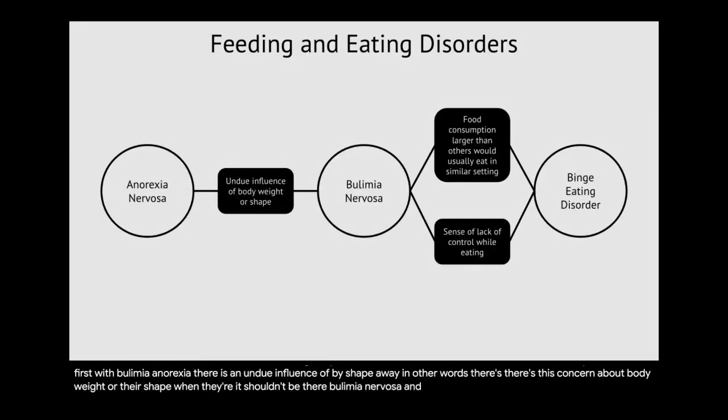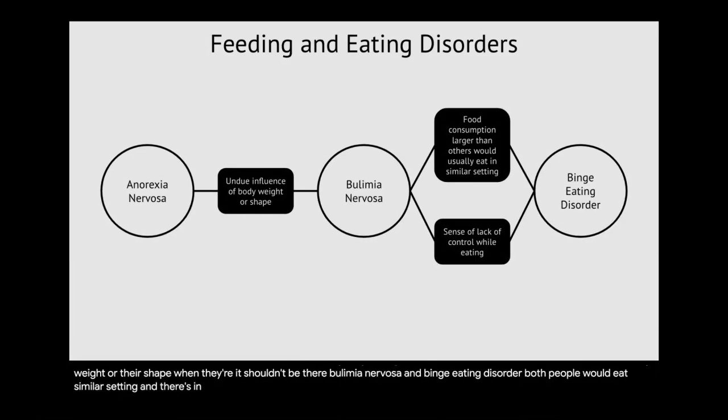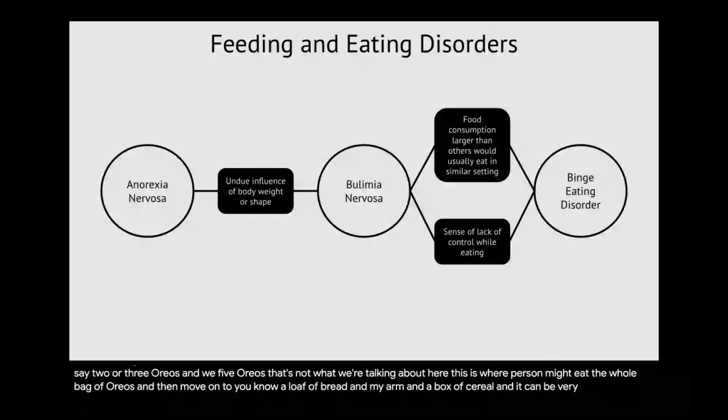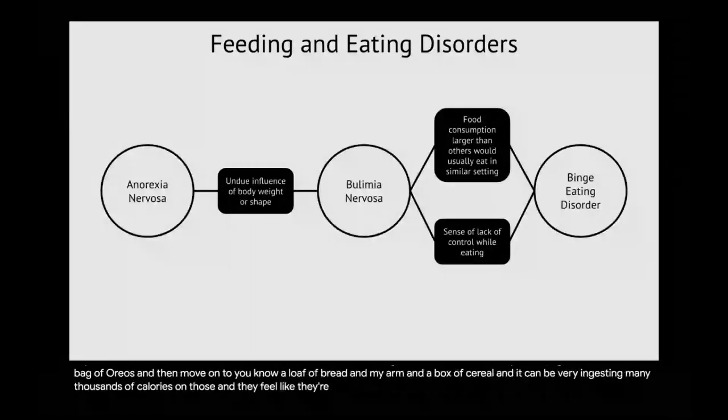Bulimia nervosa and binge eating disorder both involve food consumption larger than what people would eat in a similar setting, and there's a sense of lack of control. We've all had the experience of eating, let's say, 2 or 3 Oreos and then 5 Oreos. That's not what we're talking about here. This is where a person might eat the whole bag of Oreos and then move on to a loaf of bread and a box of cereal, ingesting many thousands of calories, and they feel like they're just mindlessly doing it. They feel like they're not in control while they're eating.